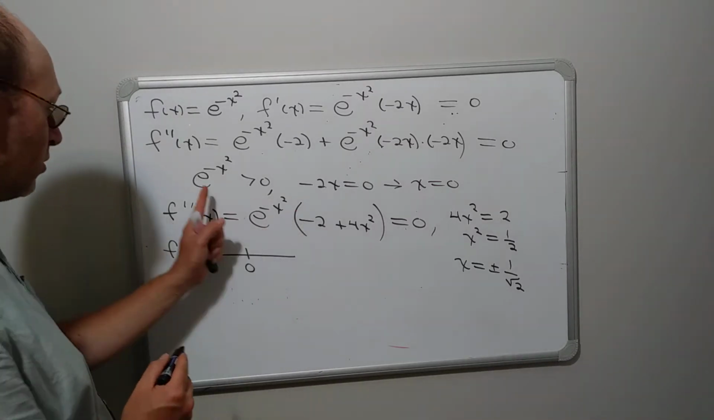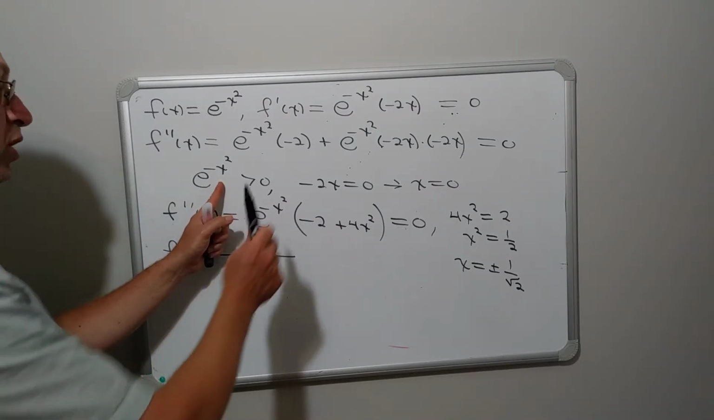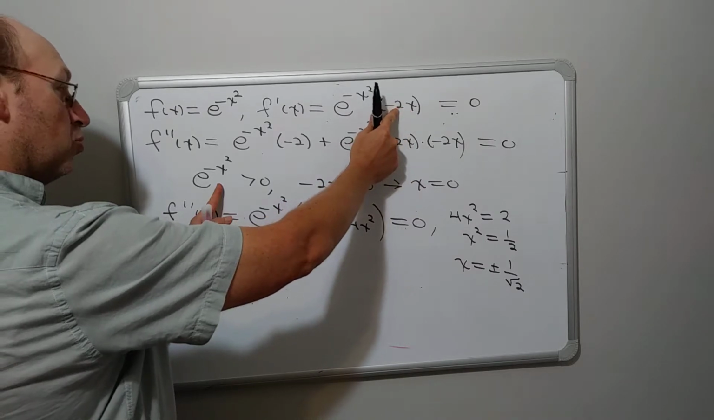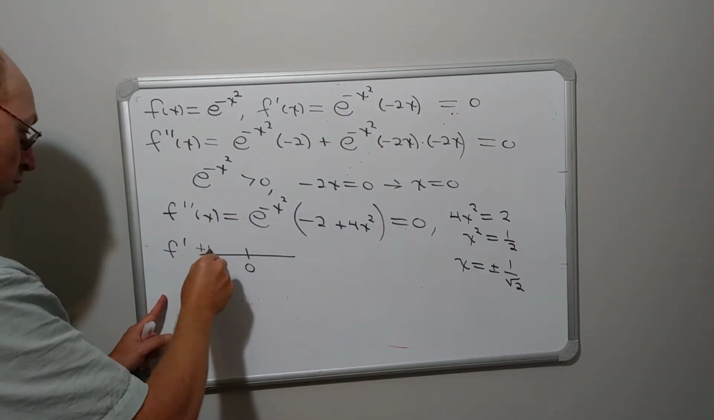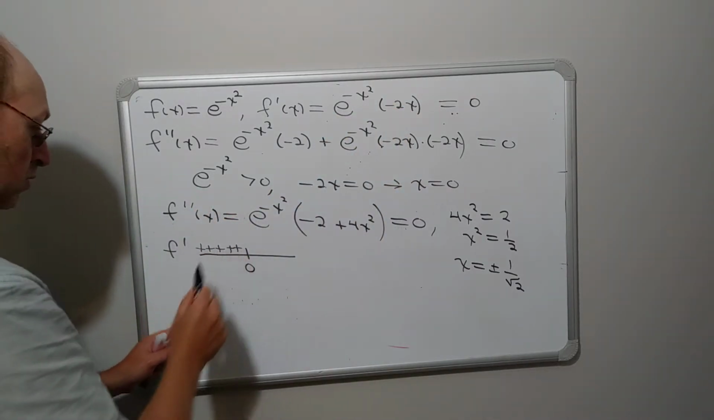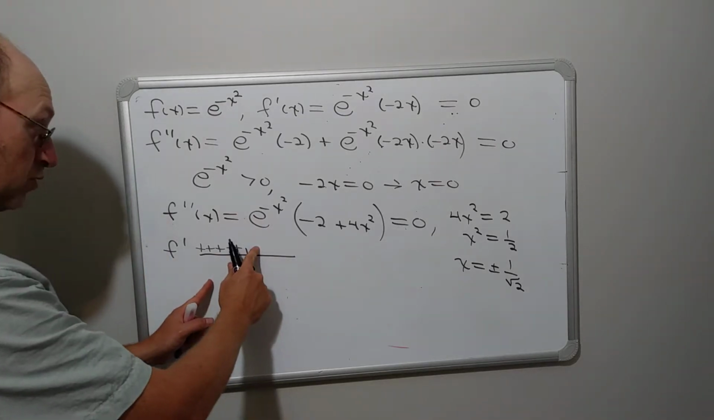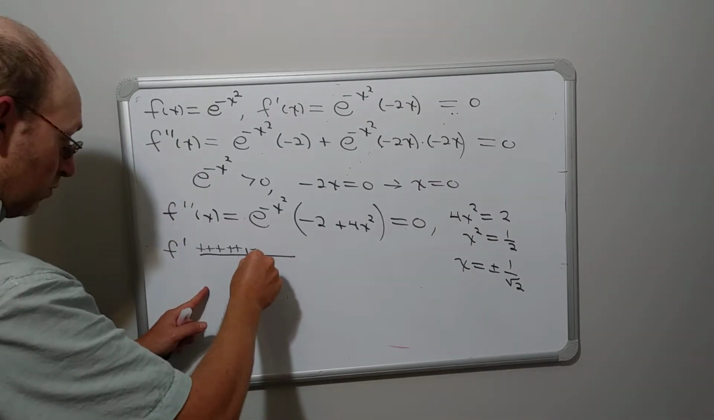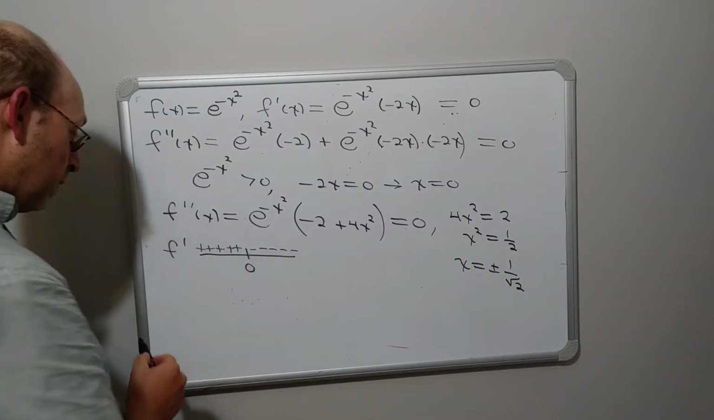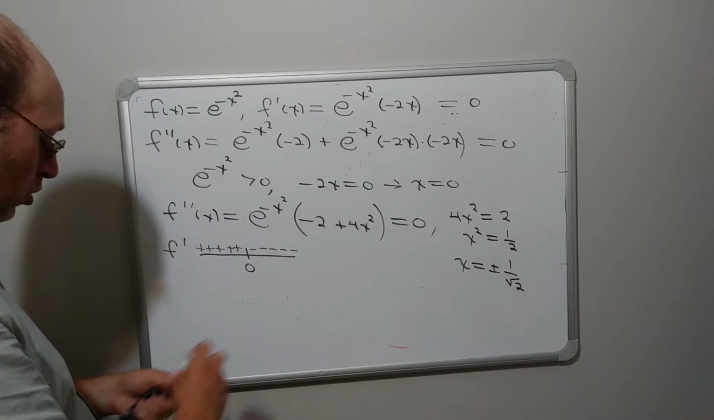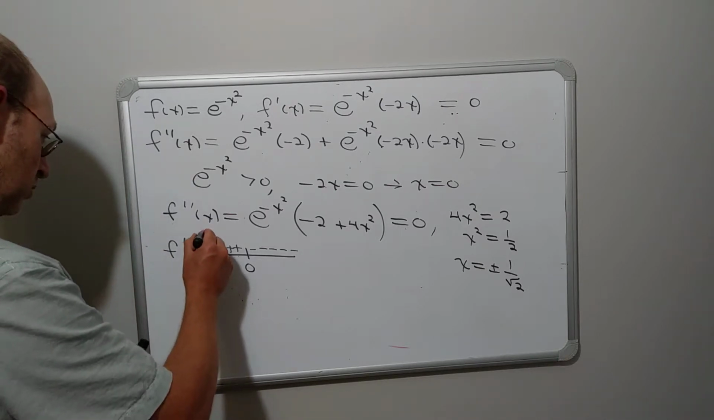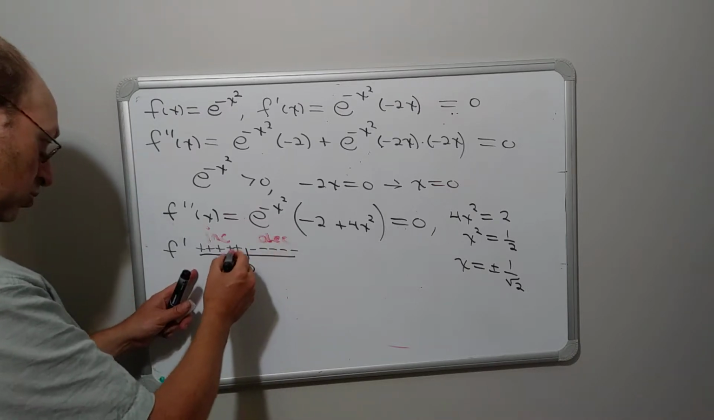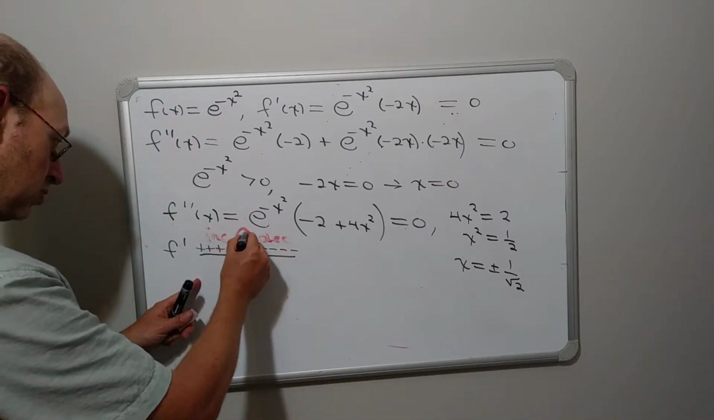Remember, e to the minus x squared is always positive. So if x is negative, double negative will be positive. If x is positive, negative times a positive would be negative. So what we know is it increases and it decreases. So it's a local max.